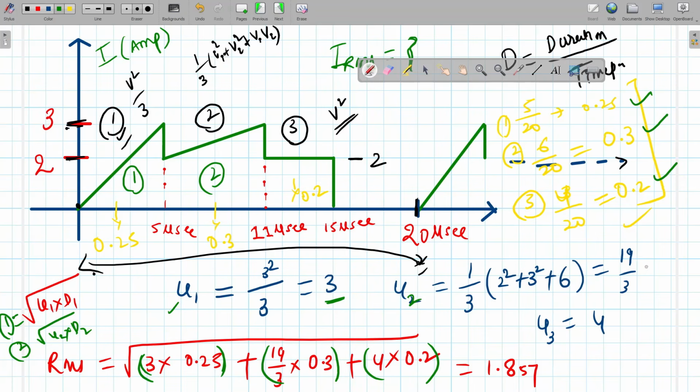U2, you got this one, 19 by 3. And U3 is equal to 2 square, so 2 square will be 4. U3 is 4, you got? Yes, sir.